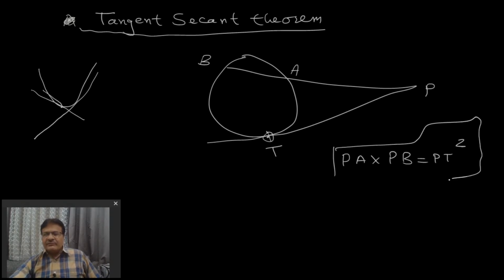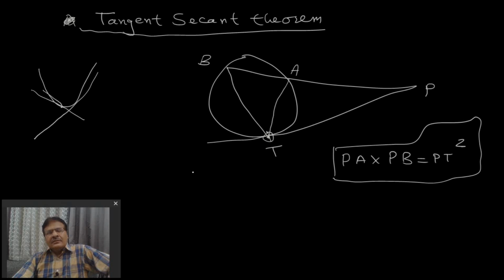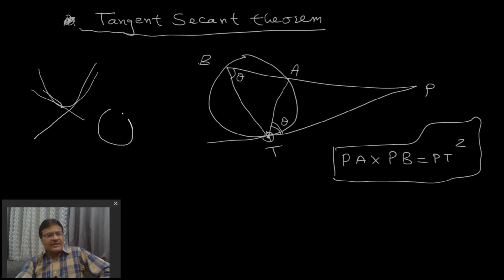Now I would like to explain how this is possible. Suppose I join B to T, and I join A to T. Now suppose this angle is theta, then this angle will also be theta. I will explain just after this theorem how this comes. This is also a theorem known as the alternate segment theorem. I will explain here.